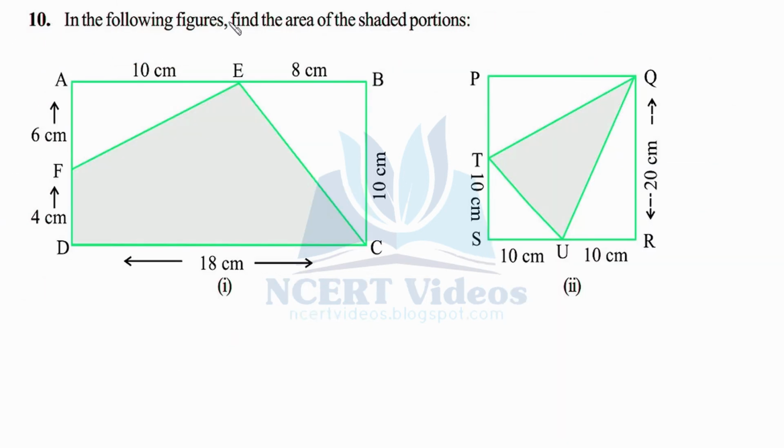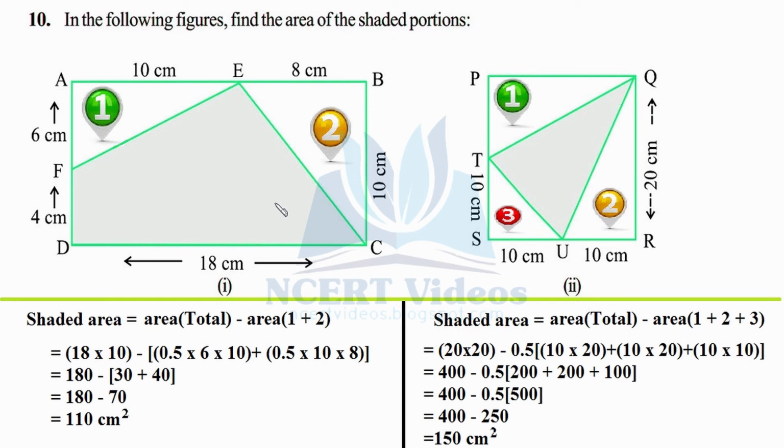10th. In the following figures, these are the two figures, find the area of the shaded portions. The area of the shaded portion, this is the shaded portion. So how can we find it? When you visualize it, you cannot directly find it because we haven't learned any method to find the area of a shaded portion directly. So first we will find the area of the complete region minus the area of the first figure and second figure. And when you observe it carefully, it is a triangle which you can find very easily. Again, the second figure is a triangle.